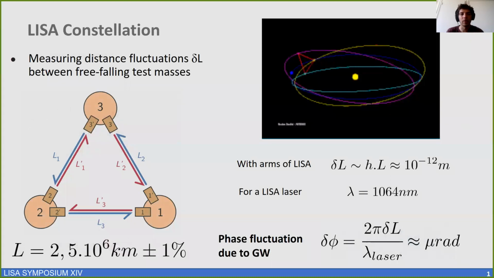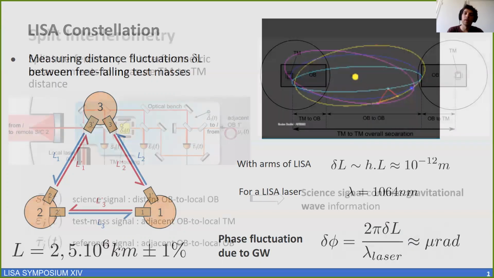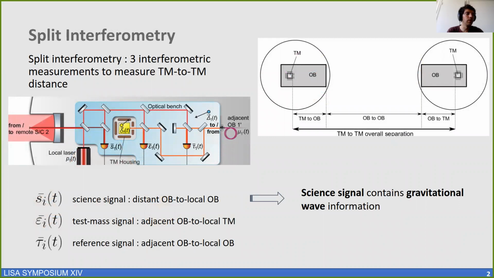So as you might know, LISA will detect gravitational waves in the millihertz band. To do so, we will measure the distance fluctuation between distant free-falling test masses performing laser interferometry. With arms of about 2.5 million kilometers, we expect a distance fluctuation between these free-falling test masses of around a picometer. And for the LISA laser in the infrared, we expect a phase fluctuation of this laser due to the gravitational wave of around the microradian.